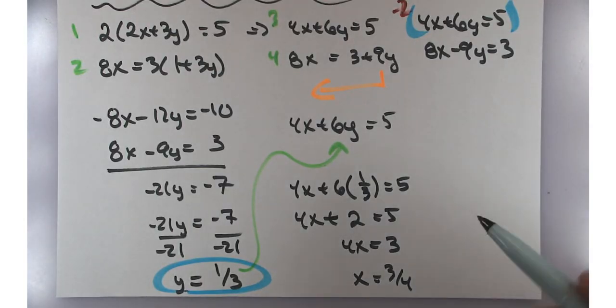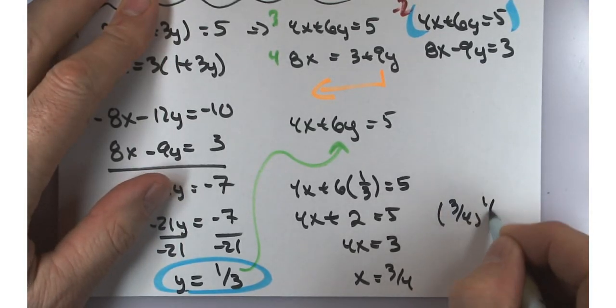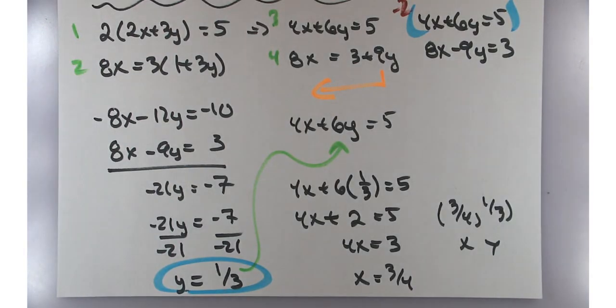WebAssign would probably ask that you put it in the form of 3/4 and 1/3, x and y. They're always going to be in alphabetical order. Sometimes they have other variables, C and D, A and B, etc., but they always go in alphabetical order. All right, good one. Glad we took the time to do that one.